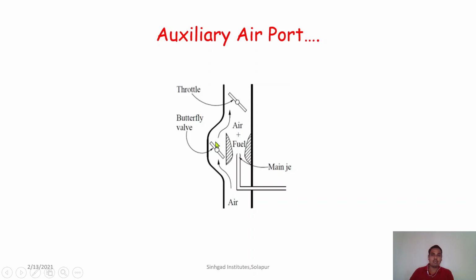This butterfly type valve will operate, and that air will come into this section of the carburetor, and it is able to control the flow of fuel by controlling the air pressure inside the throat section. So through this we can supply additional air inside the engine cylinder, and because of this additional air we can control the pressure of air at the throat section of the carburetor venturi. So this is called the auxiliary air port.